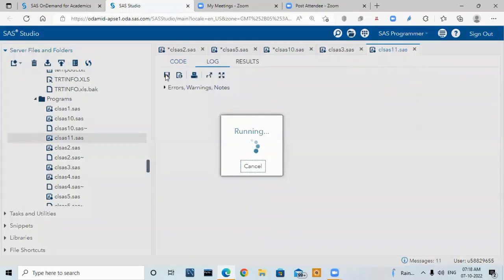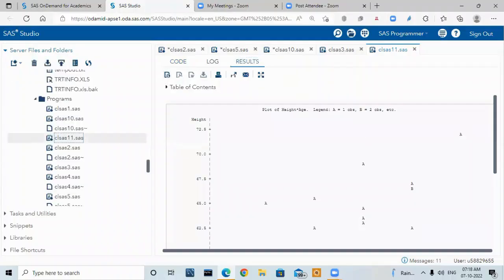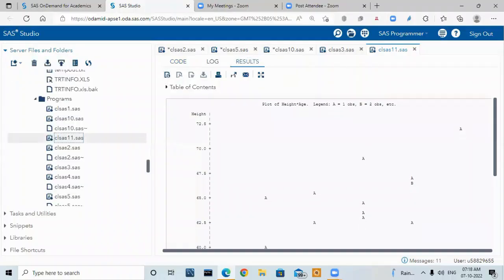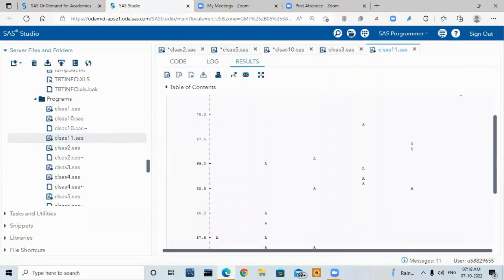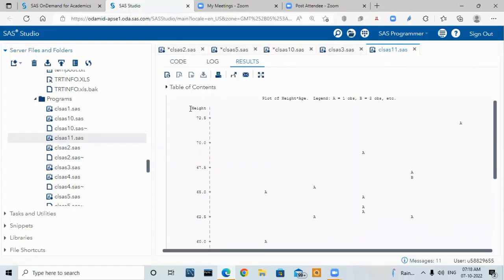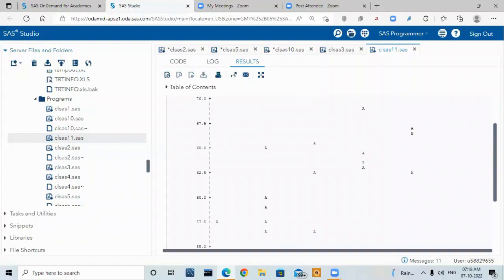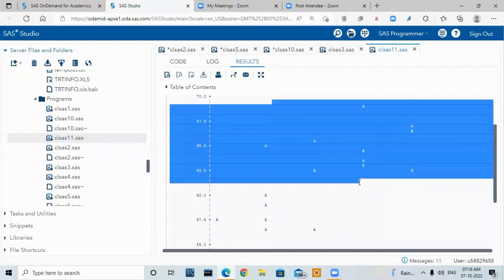It's a very simple graph, right? Can you see here? It is showing the relationship between the two variables. The x-axis is showing age, and the y-axis is showing height: age versus height. Here it has used some symbols, like alphabet letters for drawing the graph: A, B, C, D.